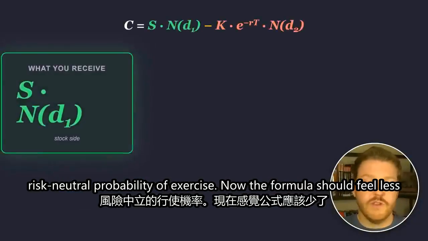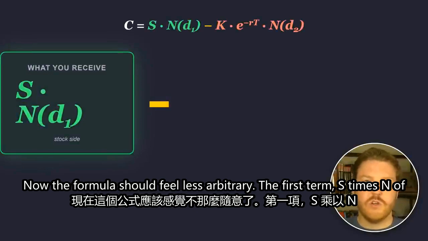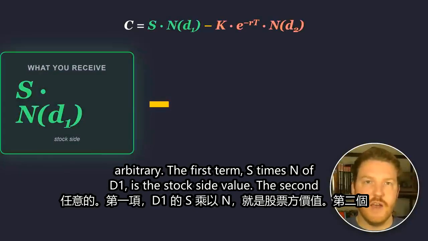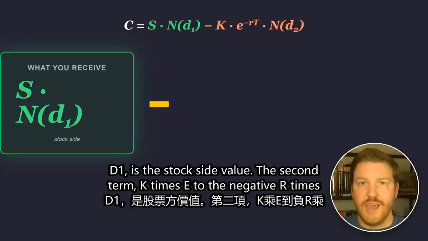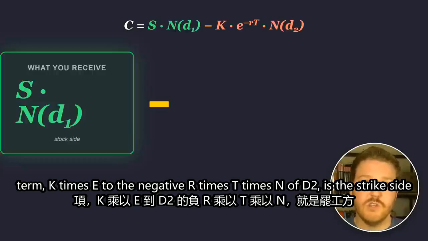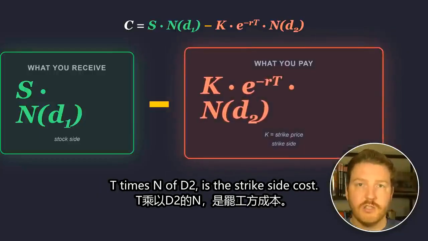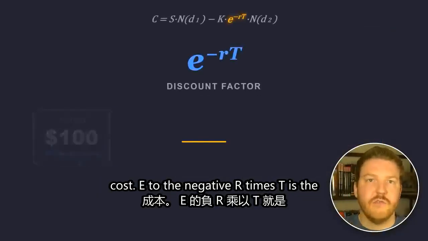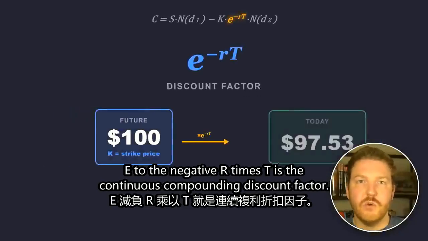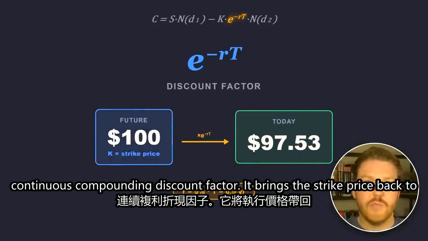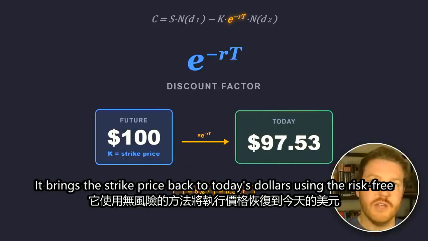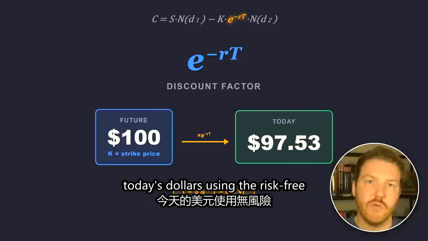Now the formula should feel less arbitrary. The first term, S times N of D1, is the stock side value. The second term, K times e to the negative r times T times N of D2, is the strike side cost. e to the negative r times T is the continuous compounding discount factor. It brings the strike price back to today's dollars using the risk-free rate.